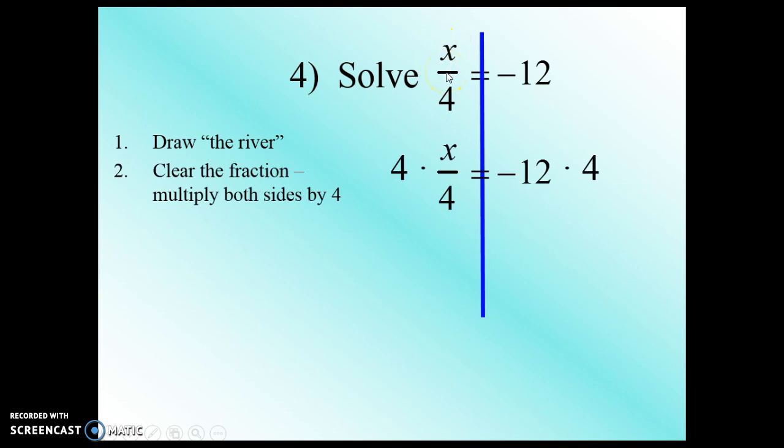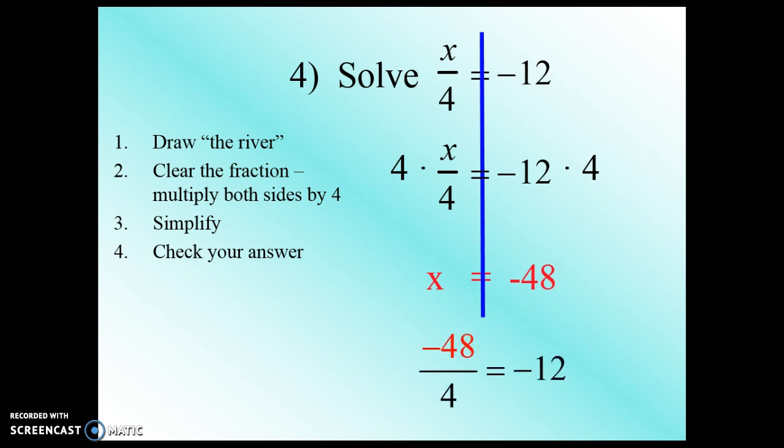As we multiply both sides by 4, we look to the left side. These 4s cancel out, so you bring your x down. Now you're doing some basic math. Negative 12 times 4 brings us to negative 48. Don't forget, we have to check our answer. We plug negative 48 back into the equation. Negative 48 divided by 4 does give us negative 12. So the equation works.